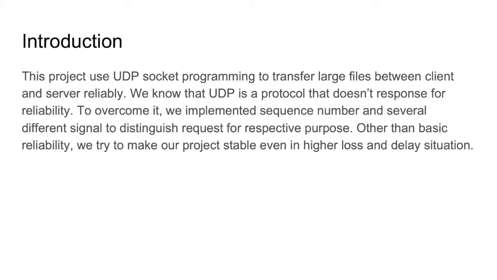This project uses UDP socket programming to transfer large files between client and server reliably. We know that UDP is a protocol that doesn't respond for reliability. To overcome it, we implemented a sequence number and several different signals to distinguish requests for respective purposes. Other than basic reliability, we try to make our project stable even in higher loss and delay situations.